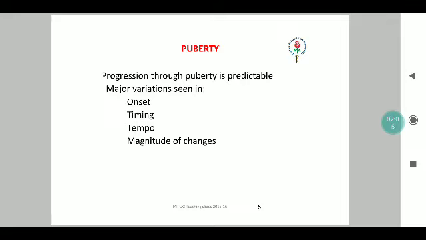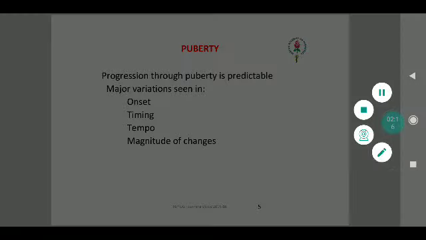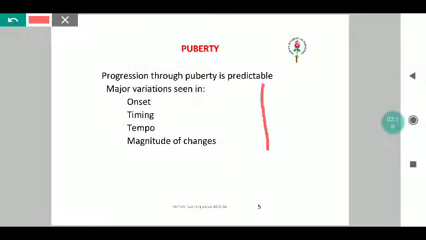Now, the progression through puberty is predictable, and the variations which are seen are in the onset of puberty in different individuals, the timing, the tempo, as well as the magnitude of changes. Now, all of these collectively are different points which are used to assess the onset of puberty. All of these vary from individual to individual. No two individuals grow at the same rate or in the same manner.